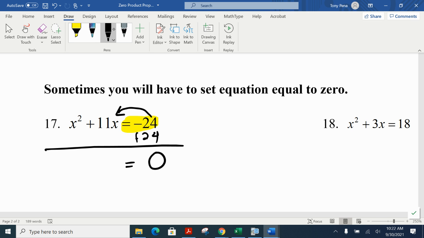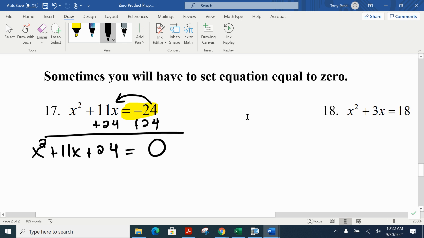What we do to one side, you have to do to the other, however. So we're going to add 24 to the left-hand side. Notice how 24 is the only constant, though. So can we add that with anything else? No. And then we want to put it in the right order. So we want the squared term first, then we want the 11x, and then we want the 24.